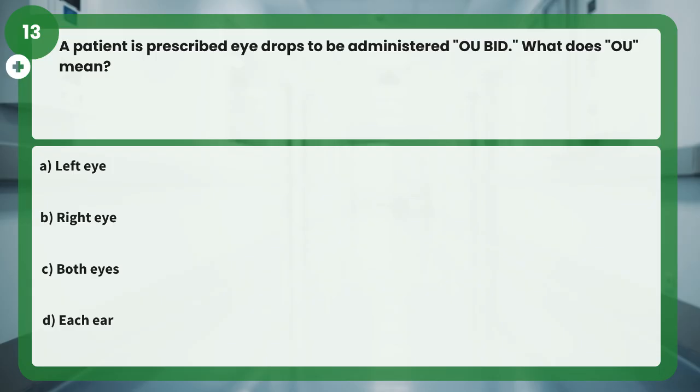Question 13. A patient is prescribed eye drops to be administered OU bid. What does OU mean? A. Left eye. B. Right eye. C. Both eyes. D. Each ear.